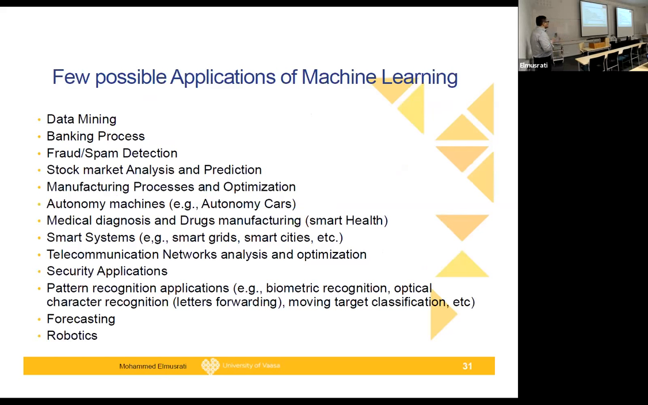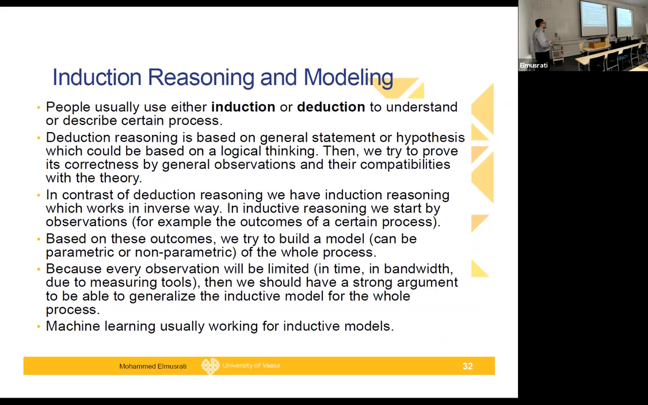So, a few possible applications of machine learning. You can have applications in data mining, banking processes, fraud and spam detection, stock market analysis and prediction, manufacturing process optimization, autonomous machines like autonomous cars, medical diagnosis and drug manufacturing like in smart health, smart systems like smart grids and smart cities, telecommunication network analysis and optimization, security applications, pattern recognition applications like biometric recognition, optical character recognition, letter forwarding, moving target classification, forecasting, robotics and so on. So we actually have many, many applications for machine learning.